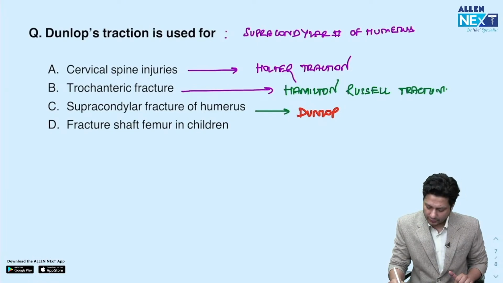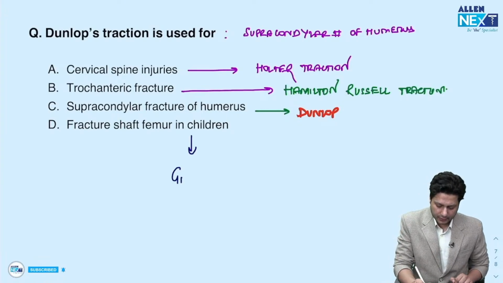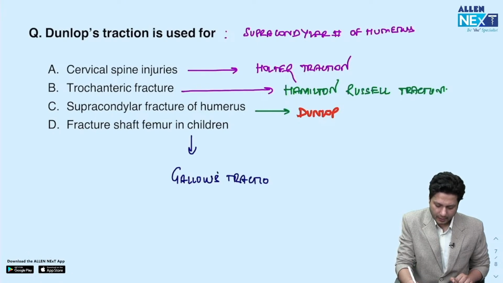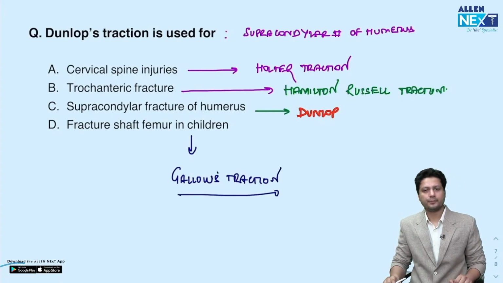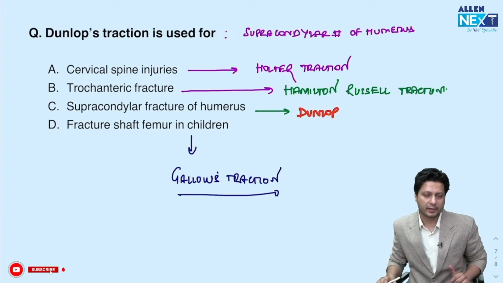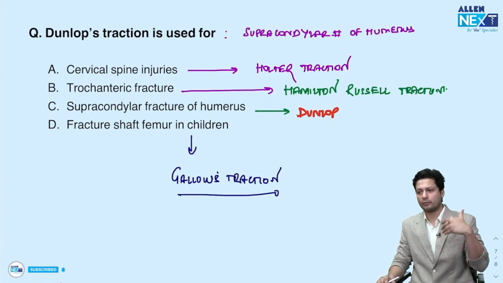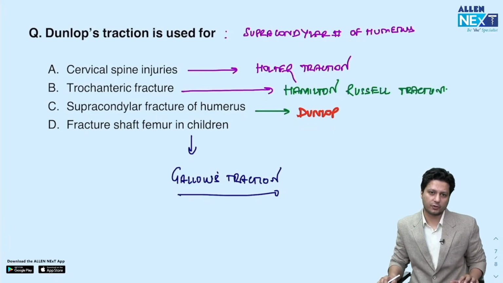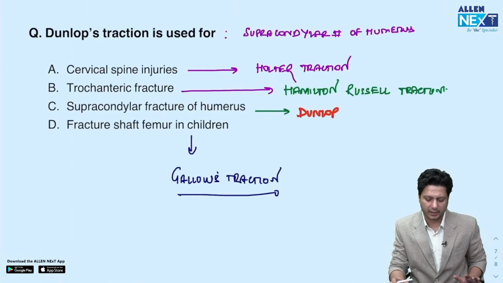And for fracture shaft of the femur in a child, the name of the traction system is Gallows traction. In case of children, a newborn, an infant, with fracture shaft of the femur, Gallows traction is used for that purpose. So these are the names of the traction systems that you should be aware of.